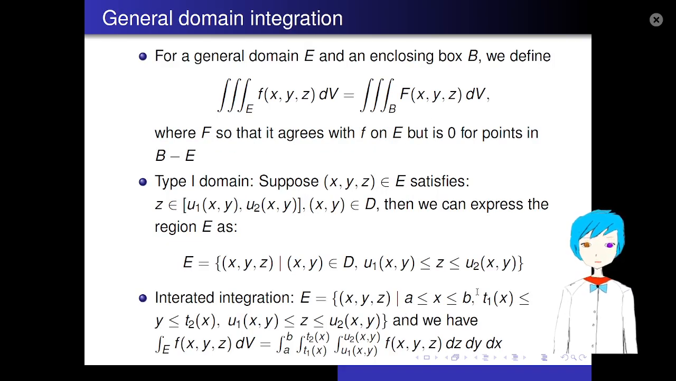So for a general domain E and an enclosing box B, which means that E is contained in B, we define the integration of f on E to be the integration of capital F on B, where F is defined so that it agrees with f on E but is 0 for points in B minus E, outside of E but in B.